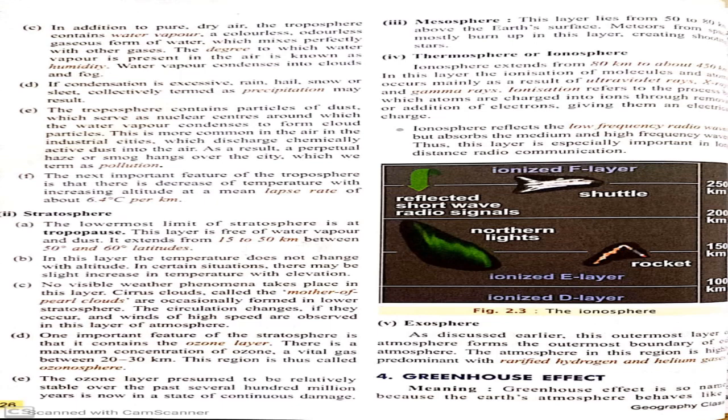Exosphere is the outermost layer of the atmosphere, and the exosphere is highly predominant with rarefied hydrogen and helium gases. In the exosphere you will be able to see rarefied hydrogen and helium gases. Okay, so that is all about the structure of the atmosphere.